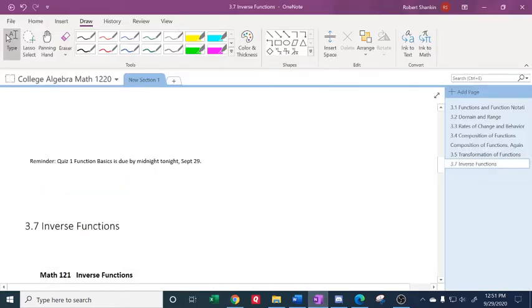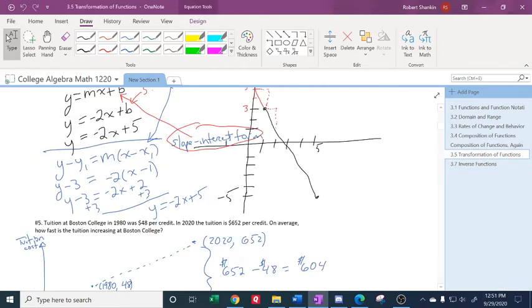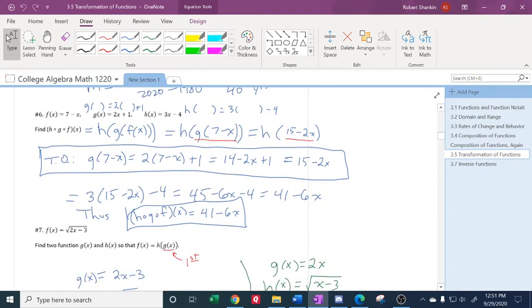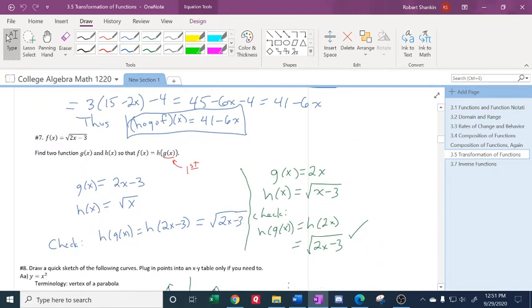Alright, what I wanted to do today is, before taking questions on homework, go back to transformations of functions. We didn't finish that last time on Thursday. So let's go back and finish up transformation of functions, and then we'll see if that might resolve some homework questions.